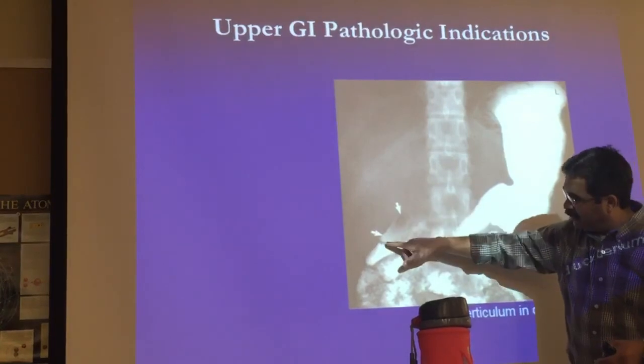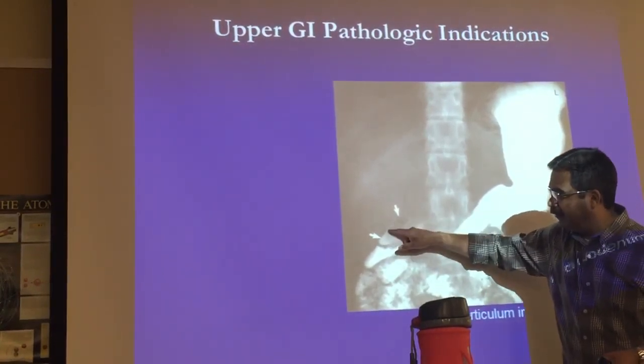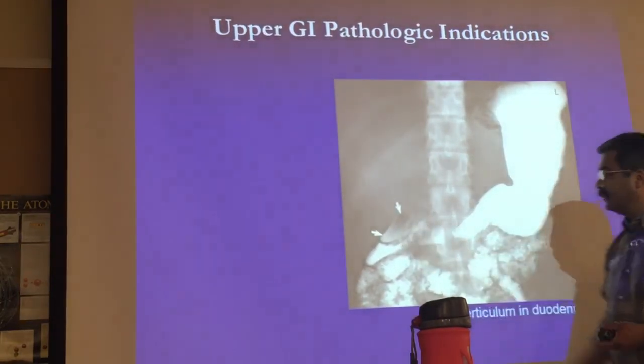In this case, they're showing you there is something going on here. See, coming here, and something is not filling with barium. And see how well defined it is? Something is going on here. Some type of mass. Something is there.